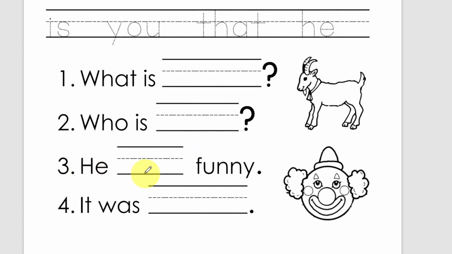He is funny. He is funny. You're talking about this guy here? Yeah, that guy is funny. He is funny. I don't know. Sometimes they're pretty scary. Sometimes scary, sometimes funny. Sometimes scary and funny. Yes. Silly. He is funny. And the last one, number four.